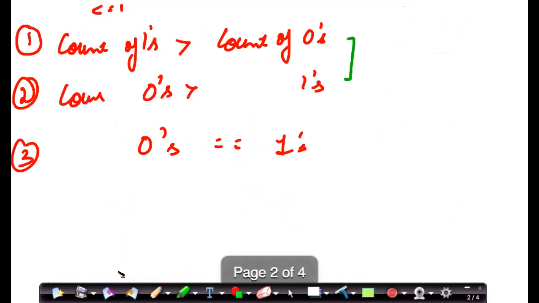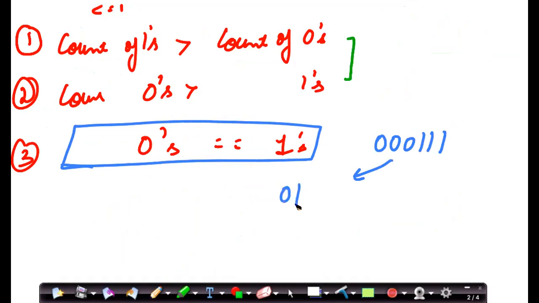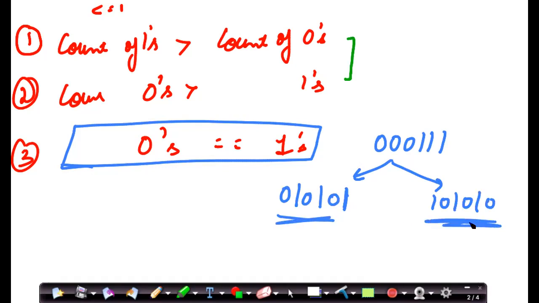But there can be the third case too. What if the number of zeros is equal to the number of ones? What if this is the case? Now, should 0 come first or 1 come first? Both of them can come first in this case. Let's try to find out. We should have 3 ones as well as 3 zeros in the final string. Or we can also do this, 3 ones and 3 zeros in the final string. Both of them are alternating strings.